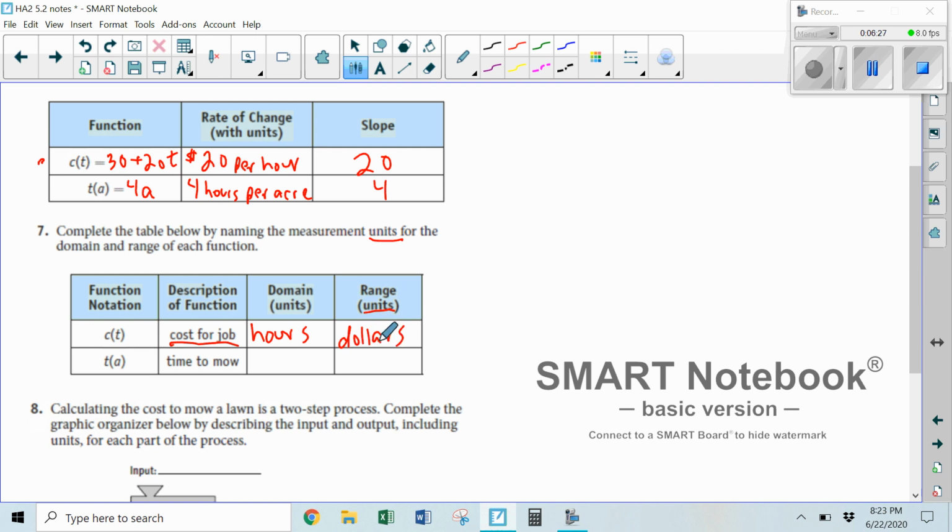Okay, you try the next part for t of a. My domain is A. What is the label on A? It's acres. When I input acres, I output T. What does T stand for? That gives me my time in hours.